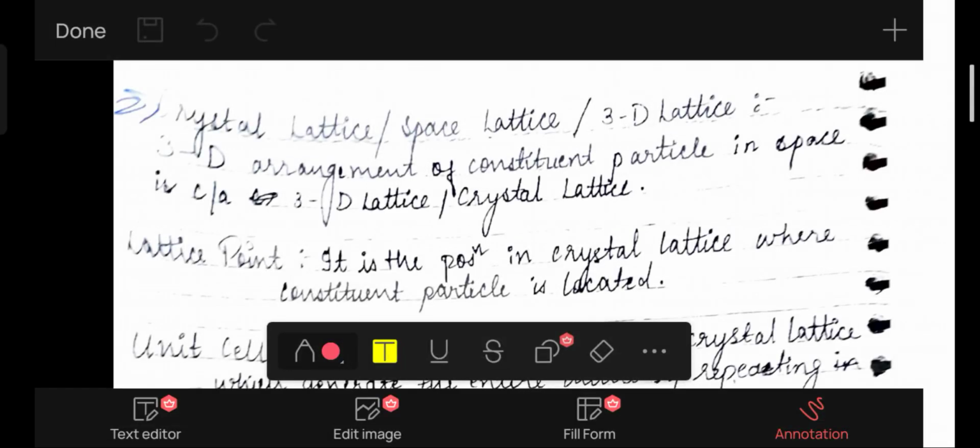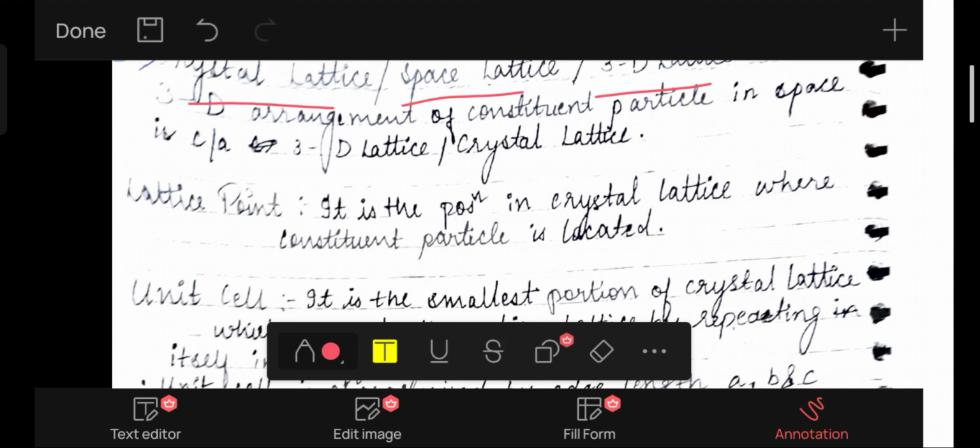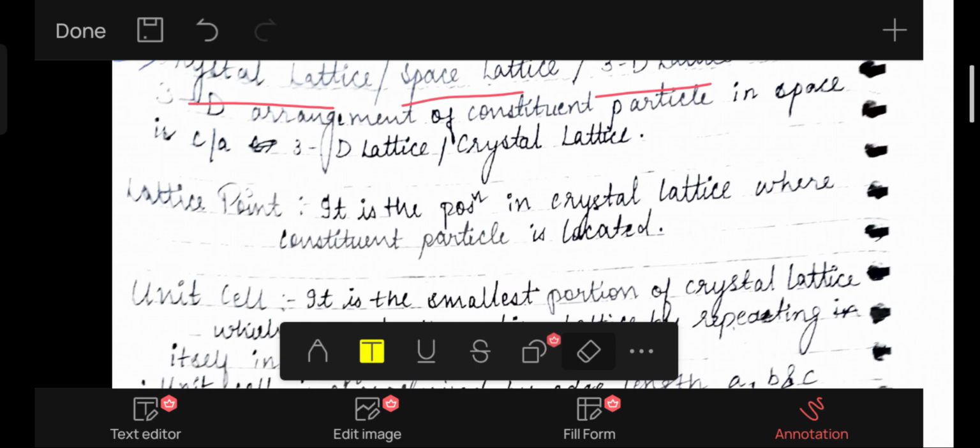So welcome to part 2. Okay, so here we have crystal lattice, space lattice and 3D lattice. So now basically what is all this that I'm telling you about? The 3D arrangement of constituent particles in space is called a 3D lattice or crystal lattice or space lattice.